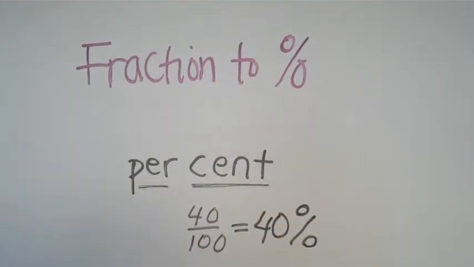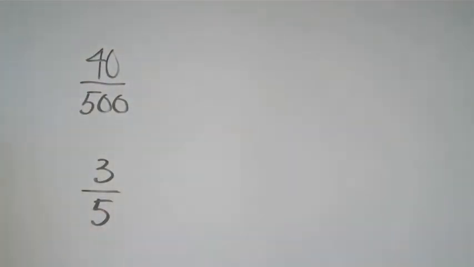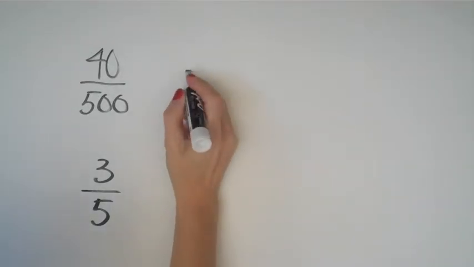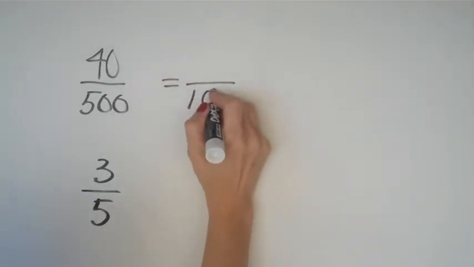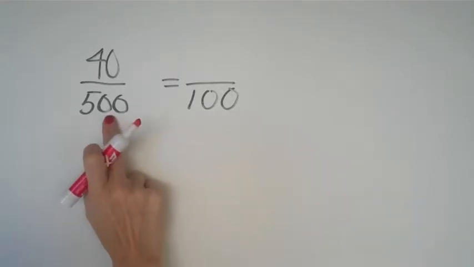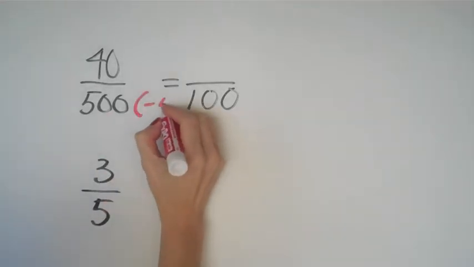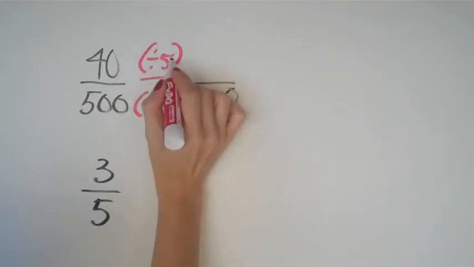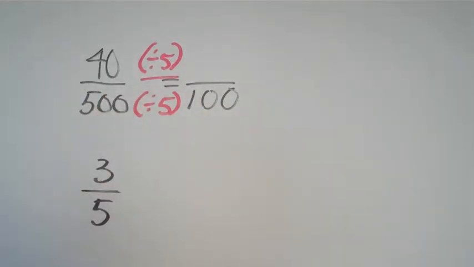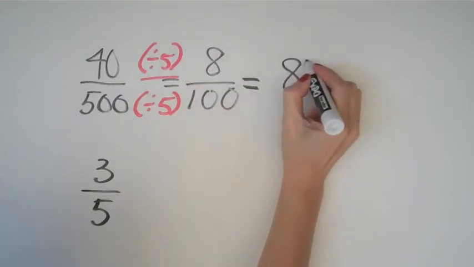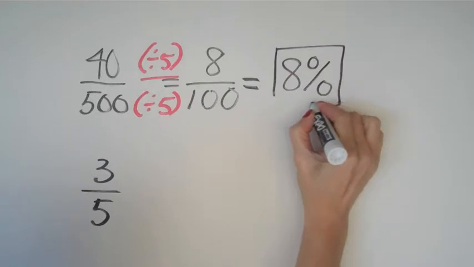Knowing that, we can think about our fractions a little bit more clearly. So if we have 40 over 500, we have to think about how can I make an equivalent fraction over 100 so that whatever that top number is, that's going to be our percent. Well, it's pretty simple if you think about it. To go from 500 to 100, I'd have to divide by 5. And to do the same on the top, if I took 40 and divided it by 5, I would get 8 over 100. Well, that number simply becomes 8%. And it's as easy as that.